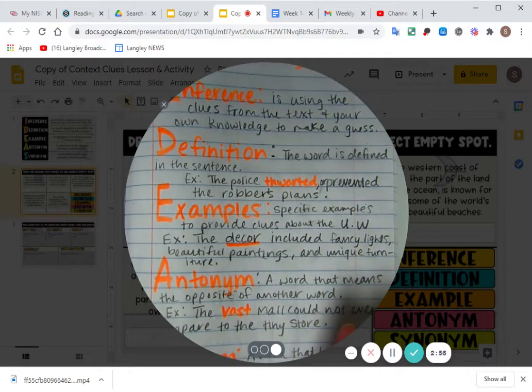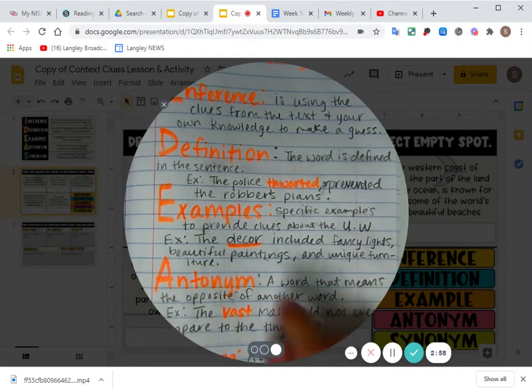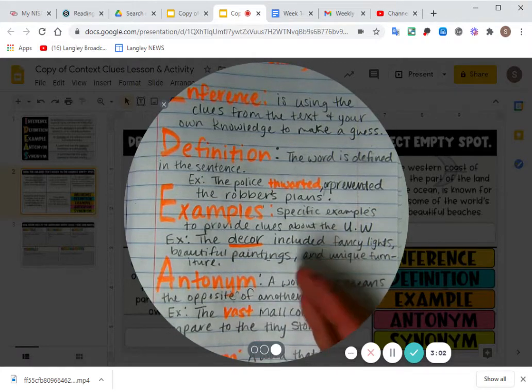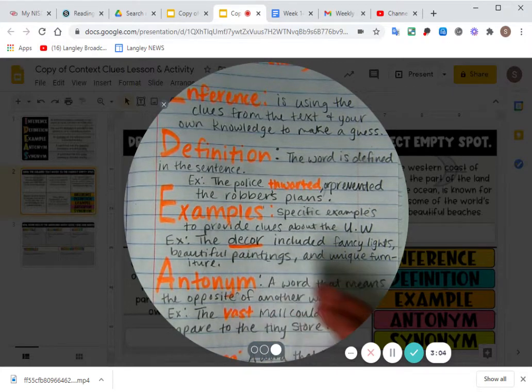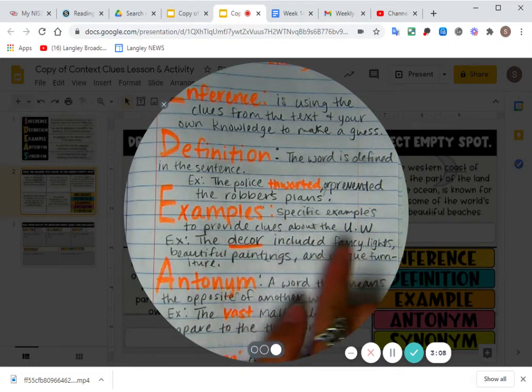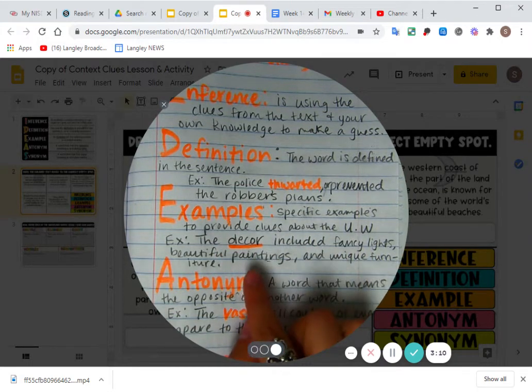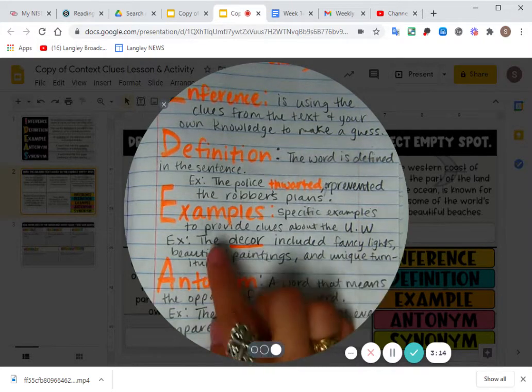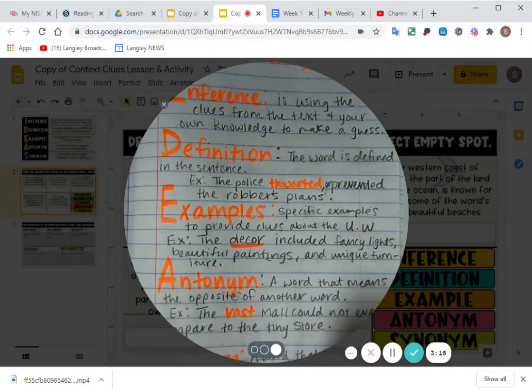What do you think decor might mean? Decor probably means to decorate, or the things that we use to decorate a house, a building, or a store. The decor included fancy lights, paintings, and unique furniture. Okay, so anything we use to decorate our homes could be called decor.